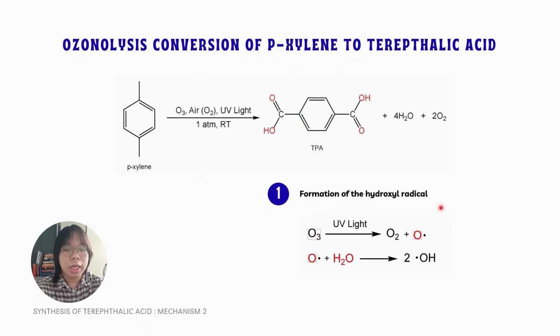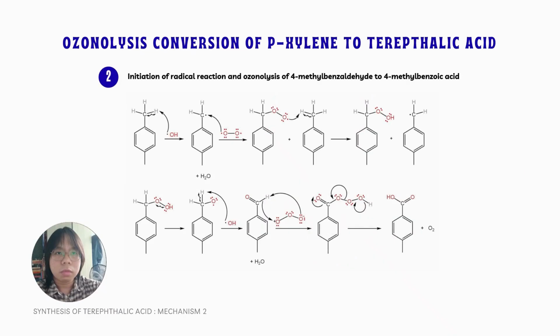The process begins with hydroxyl radical formation. UV light decomposes ozone into molecular oxygen and an oxygen radical. The oxygen radical then reacts with water to produce two hydroxyl radicals that will initiate the radical reaction in step 2. In the second step, the hydroxyl radical abstracts a hydrogen from an alkyl group of p-xylene, forming an alkyl radical in water. The alkyl radical then reacts with molecular oxygen to yield an alkyl peroxy radical, which then abstracts a hydrogen from another p-xylene molecule, producing a new alkyl radical and a hydroperoxide group.